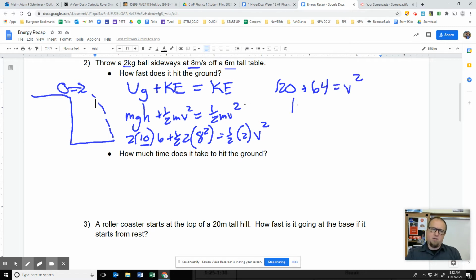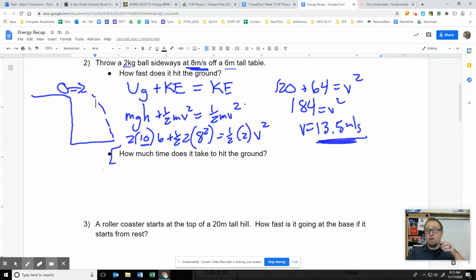So we got 184 equals v squared. No clue what that is. All right, square root of 184, 13.5. And guys, as you go through the video today, if you see anything wrong, please just let me know. That's how fast it hits. How do we know it's right? It's bigger than 8, and it's not obnoxiously big. Okay, so it's about 13.5. It's about good.